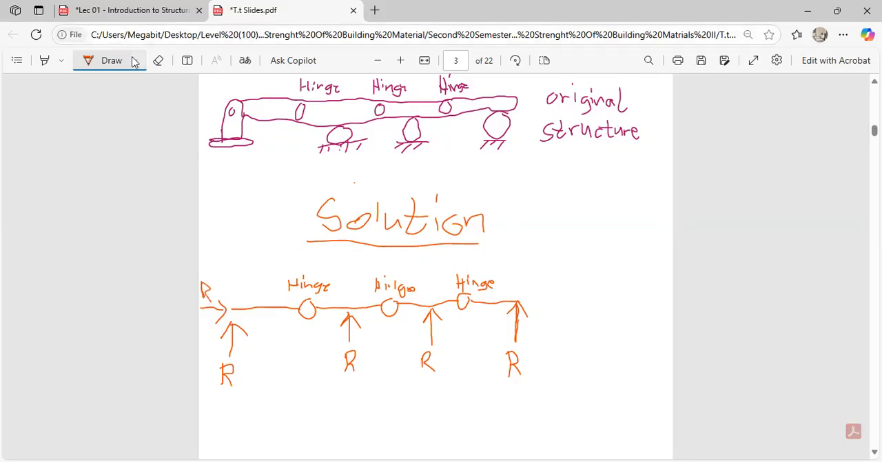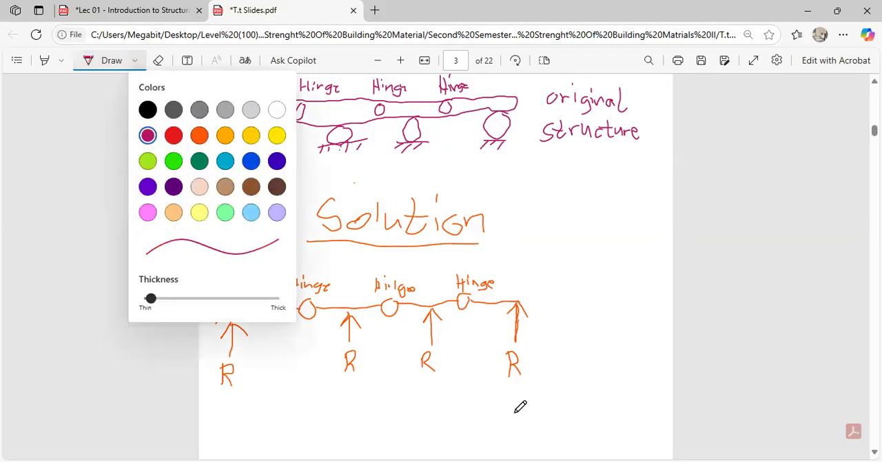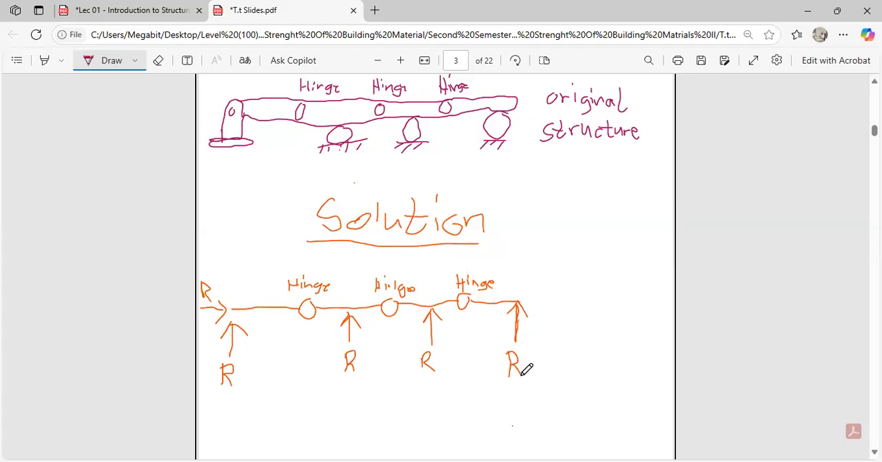So let's come to the technical aspect. Which direction is this one moving in? This one is moving in the y-axis. You can see that this one is also moving in the y-axis. This is also moving in the y-axis. It's only the last one.